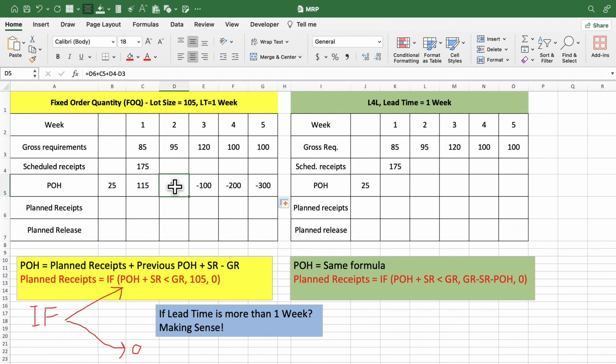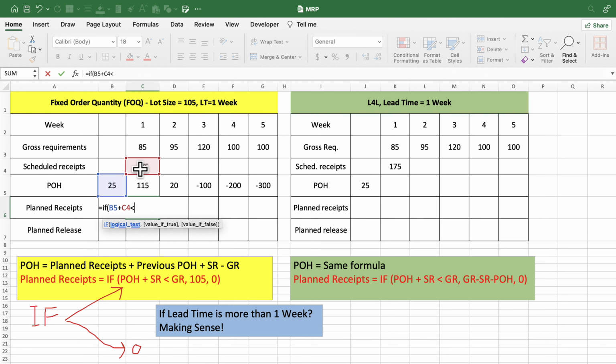And the formula is that if our available quantity, this is our available quantity 25 plus 175, if it is less than 85, then place an order. Okay, then the next question is what should be the order size? We know order size is 105. So I will write here 105 and then otherwise 0. So this is how this IF function works.